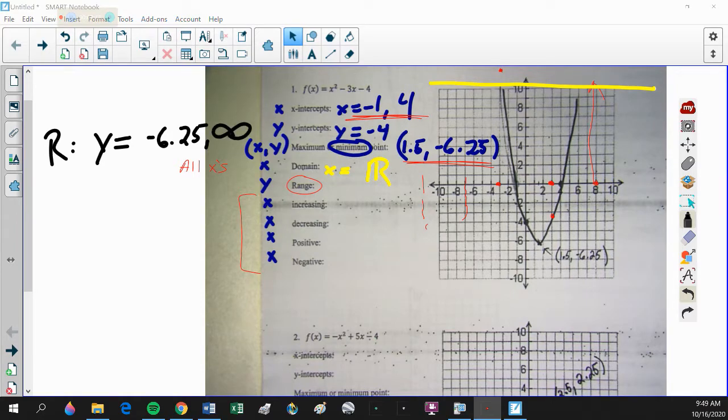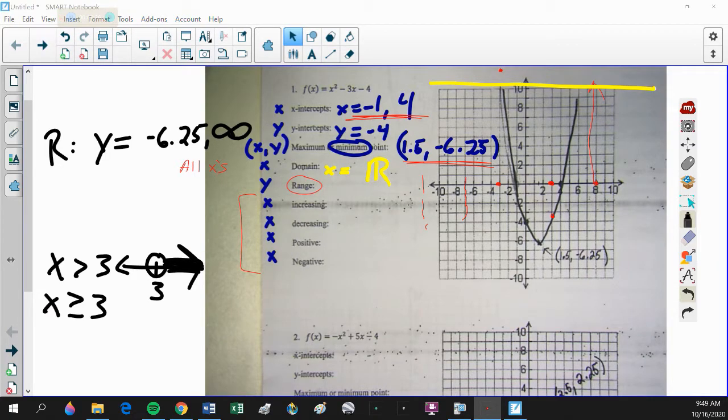Okay. Now, do you guys know the difference between x is greater than 3 and x is greater than or equal to 3? So, if I had a number line, how do I graph x is greater than 3? It's an open circle, and we shade to the right. Do you guys remember this? Okay. And then how do we graph the other one? It's a closed circle, and then we shade to the right.